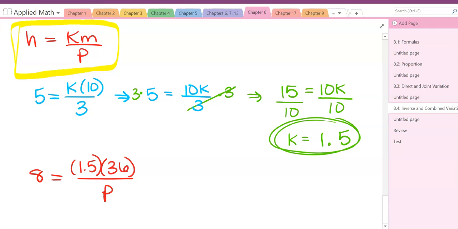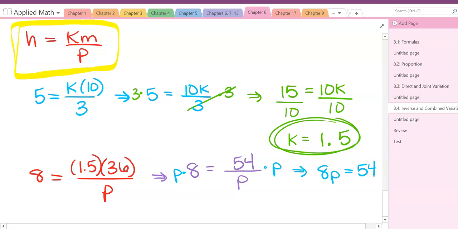P is on the bottom. That's what we're trying to solve for here. So can somebody take 1.5 times 36 and tell me what that is? 54. Okay, I want to solve for P. So just like up above, when I had to get 3 out of the denominator, let's get P out for now. So I'm going to multiply both sides by P. I'm not necessarily solving it yet. I'm just moving P to a different spot so that I'm getting rid of that fraction. So I have 8P equals 54.